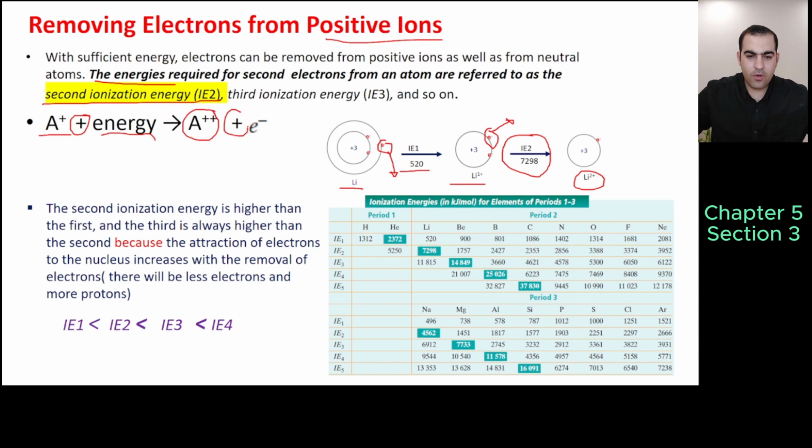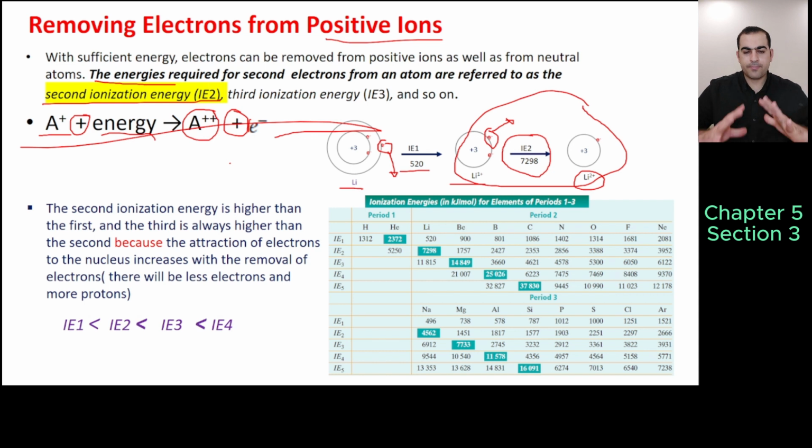Look, plus one electron, that is the second step. In the second step, one electron has been removed. But from the first step, one electron was also removed. Here it is about the second step. The energy we need to remove the second electron from an atom or from a positive ion is called the second ionization energy.